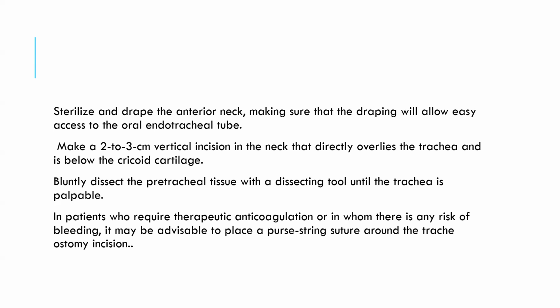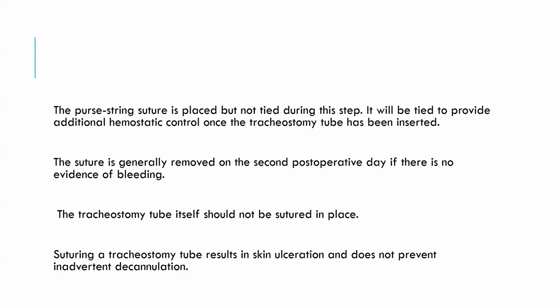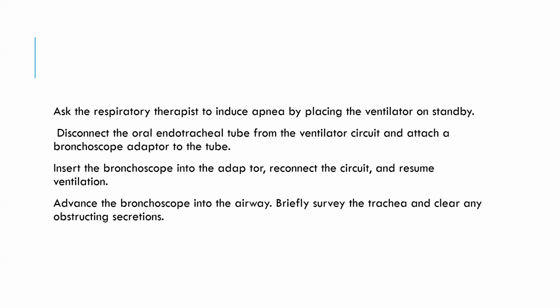In patients who require therapeutic anticoagulation or in whom there is risk of bleeding, it may be advisable to place a purse string suture around the tracheostomy incision. The purse string suture is placed but not tied during this step. It will be tied to provide additional hemostatic control once the tracheostomy tube has been inserted. The suture is generally removed on the second postoperative day if there is no evidence of bleeding. The tracheostomy tube itself should not be sutured in place. Suturing the tracheostomy tube results in skin ulceration and does not prevent inadvertent decannulation.